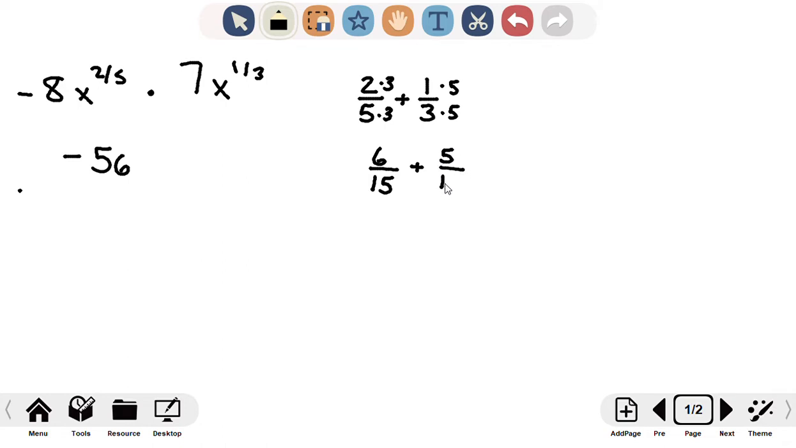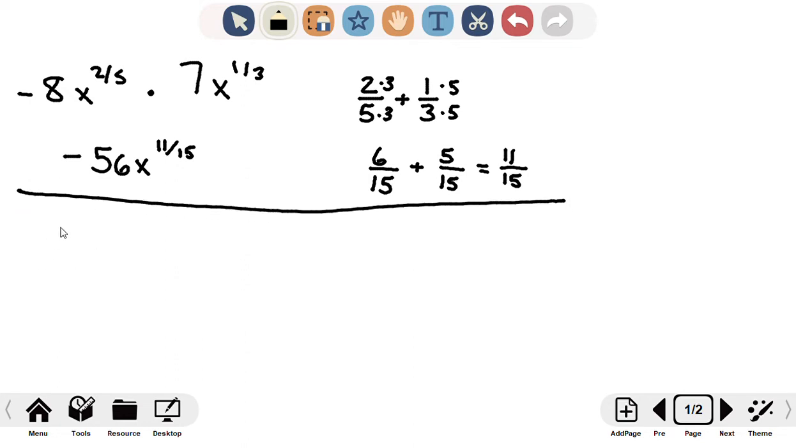5 over 15. If I reduce these fractions down, 6 over 15 is 2/5. 5 over 15 is 1/3. So these are just different ways of writing those same fractions, and then we're adding them together. Makes 11 over 15. So that's the exponent to put on the x. So this problem, we get a final answer here of negative 56, x to the 11/15. Let's try another one.